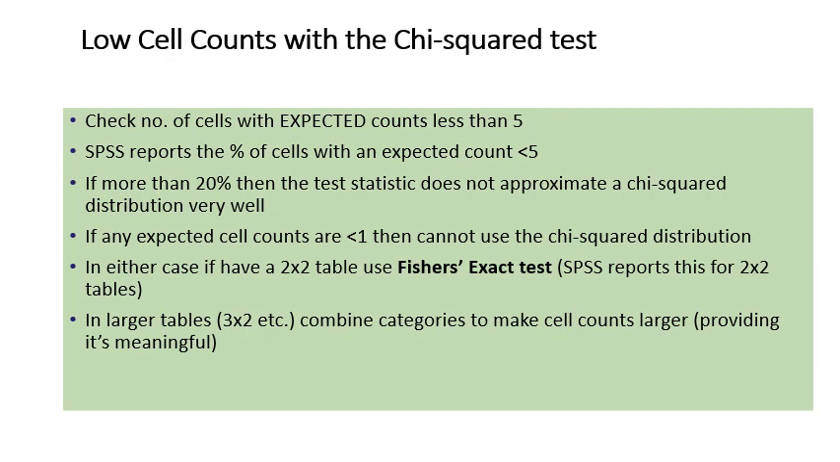And in larger tables, like 3 by 2 tables, sometimes you have to collapse. So if some columns are having less than 5 cell counts, you have to collapse. Collapsing means you have to combine. Okay, so combine categories to make cell counts larger, provided that it is also meaningful.